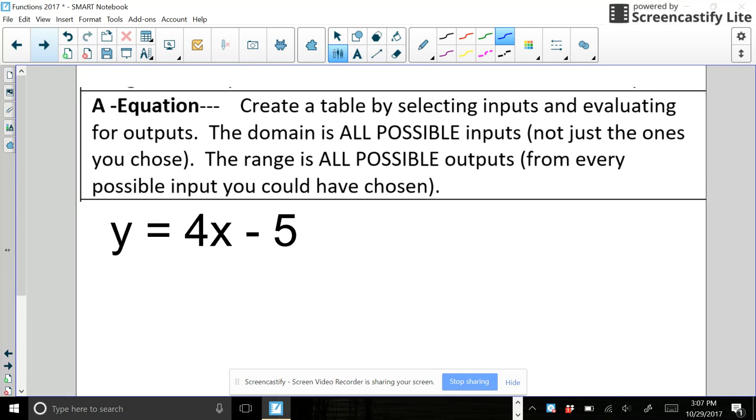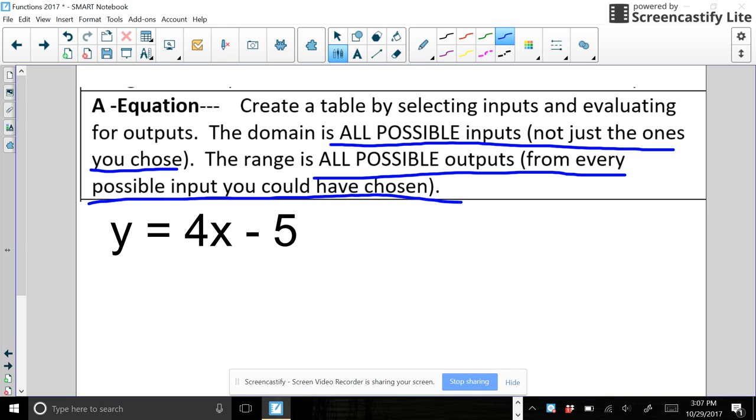So the directions say create a table by selecting inputs and evaluating for outputs. The domain is all possible inputs, not just the ones we chose, and the range is all possible outputs from every possible input we could have chosen. So that's going to be a lot of numbers we can plug into this. So let's start out by making a table.